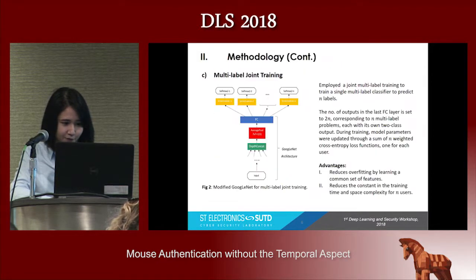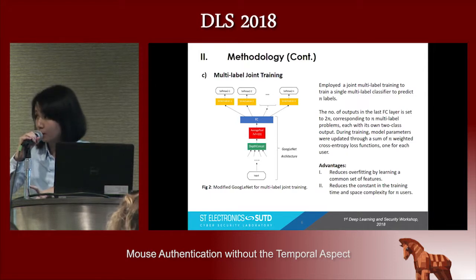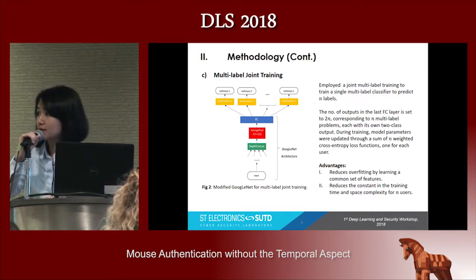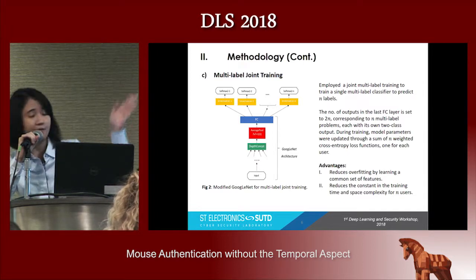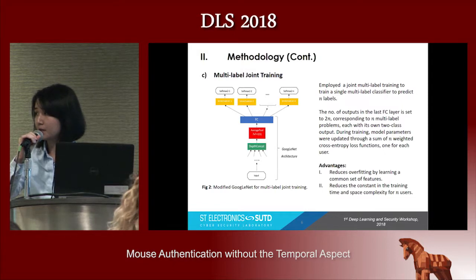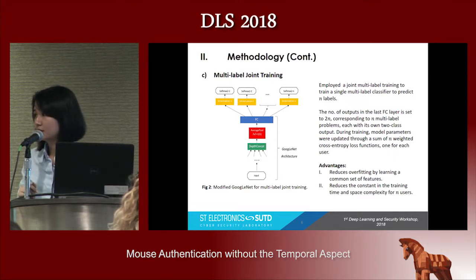Let me go to the figure. So here I have trained only one model for all users, but it gives me n different labels. One branch of the softmax layer here corresponds to one binary classification problem. So it's a binary classifier, but not a multi-class classifier.